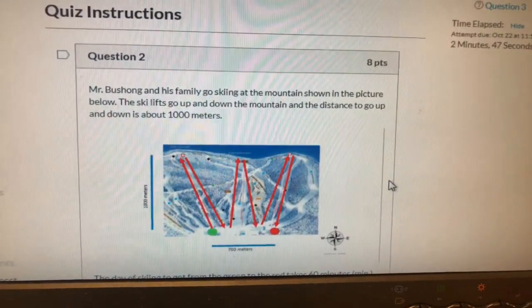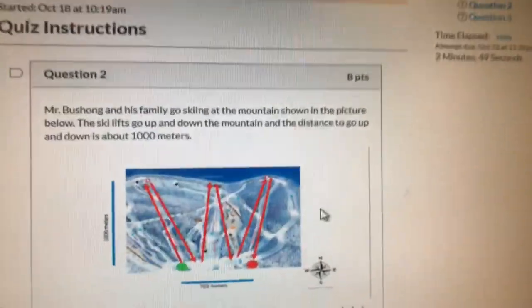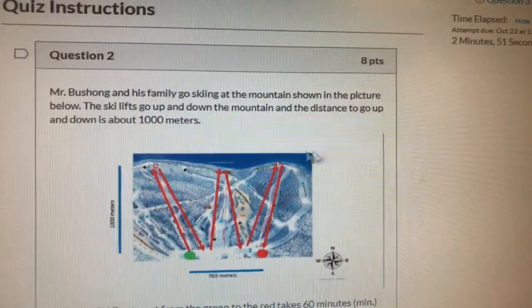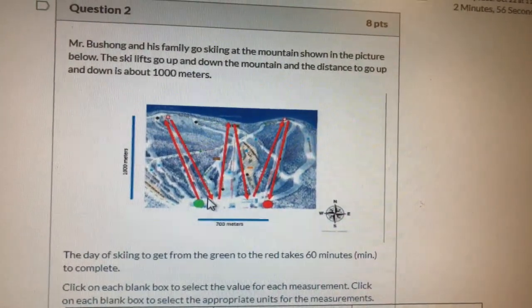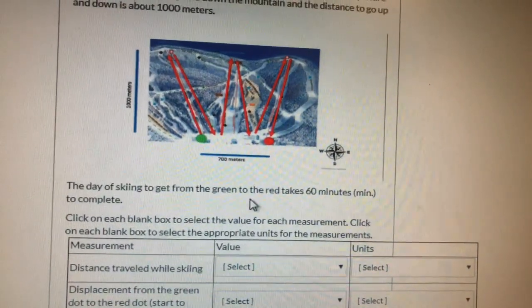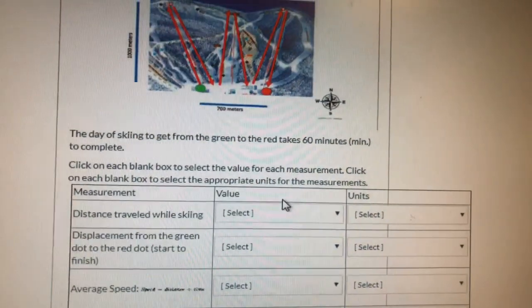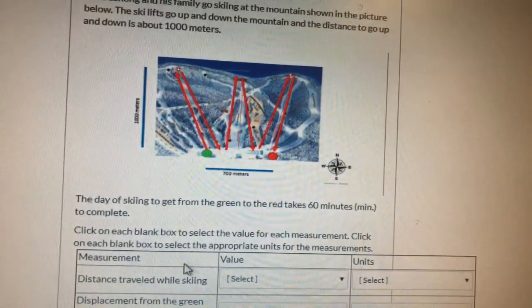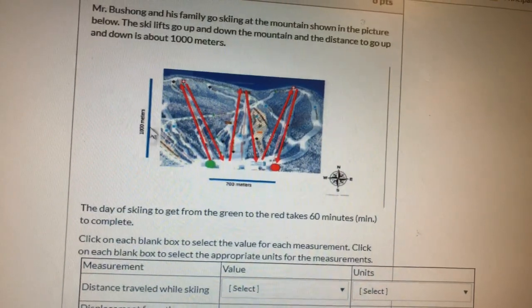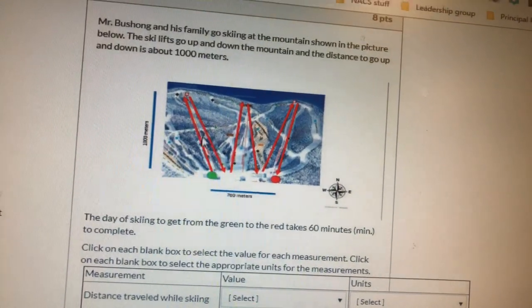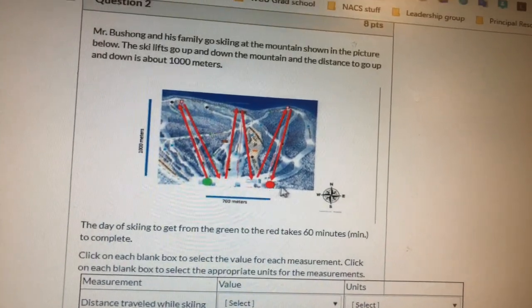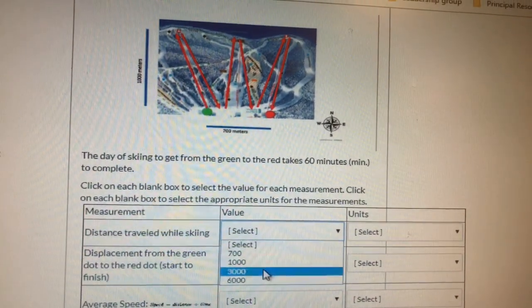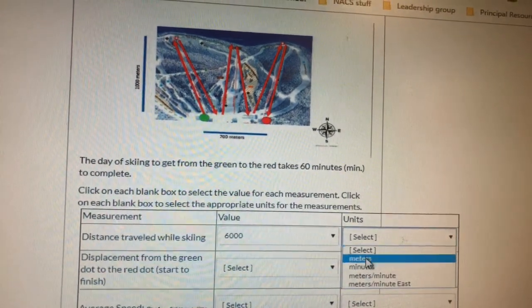Okay? Alright, number 2 says my family was going skiing down a mountain, and the ski lifts go up and down, and the distance to go up would be 1,000 meters, down's 1,000 meters. And then it says the whole trip took 60 minutes. So similar, you're going to go the distance, so you just count by 1,000 because this up and down distance is 1,000. So it'll be 1,000, 2,000, 3,000, 4,000, 5,000, 6,000. So your distance would be 6,000 meters.